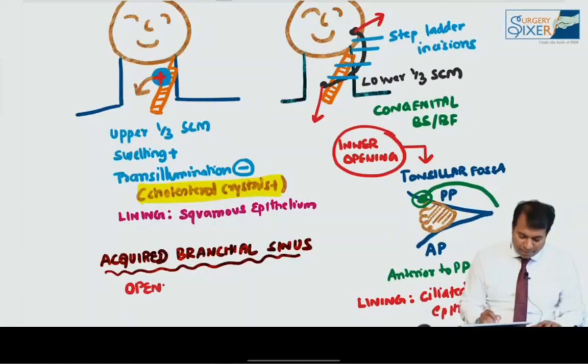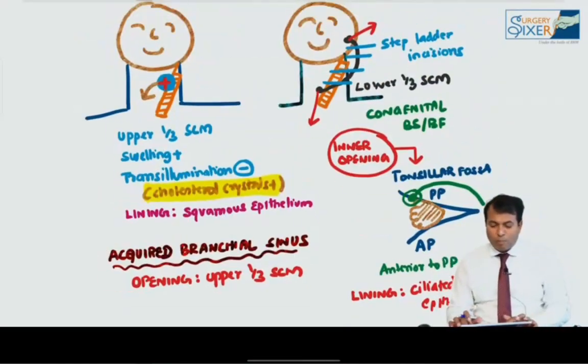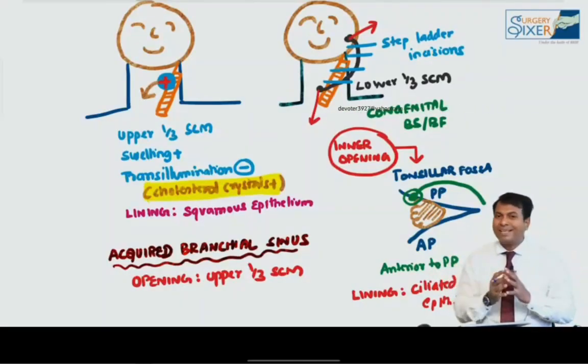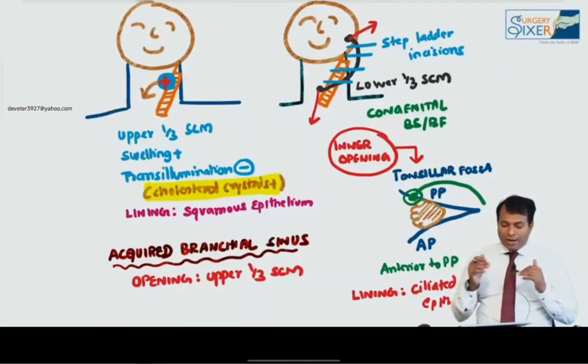So the opening is present in the upper third of the sternocleidomastoid muscle. If a patient comes to you with an opening in the neck, and it is in the upper third, it is an acquired branchial sinus. If it is in the lower third, it is a congenital branchial sinus. Upper third or lower third, we have to find out.